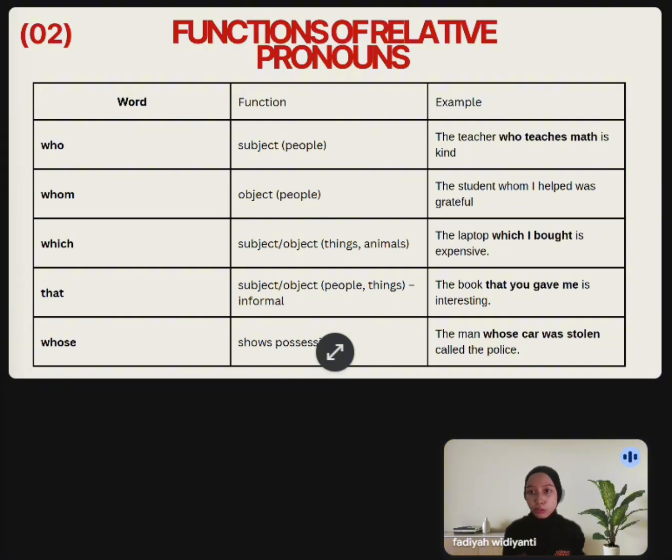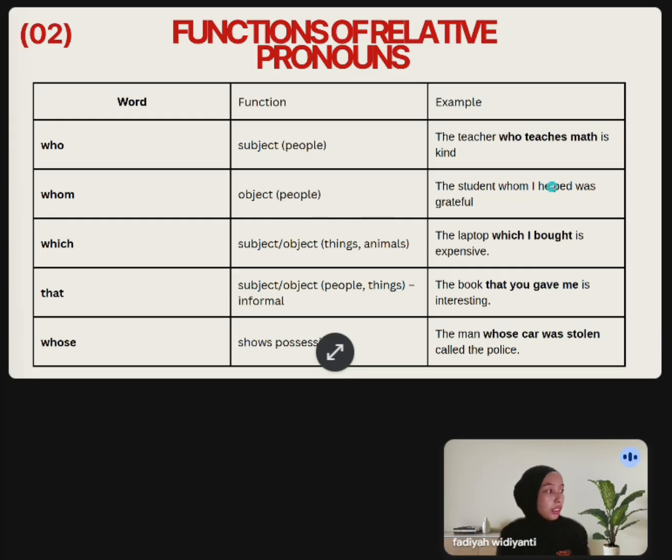And the last is whose. We use whose for possession. First, the example: the man whose car was stolen called the police. And then the second: we hired a programmer whose skills are outstanding.